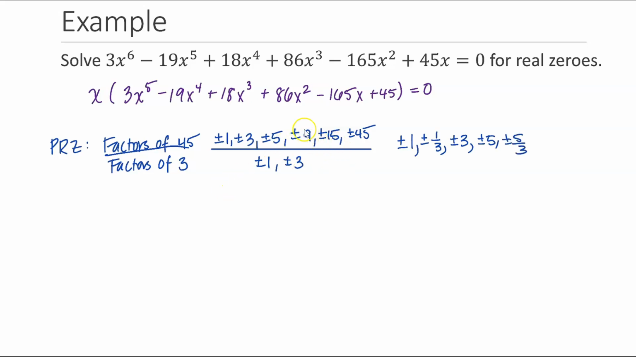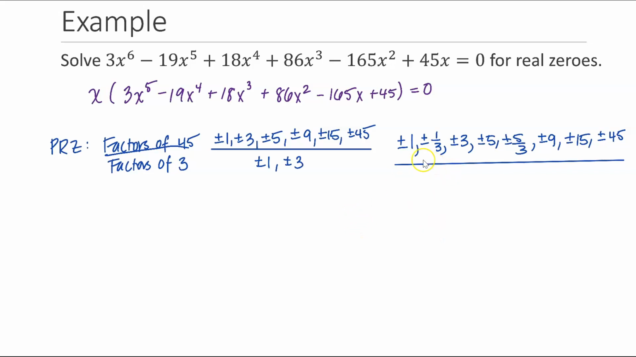Then we have 9 over 1 and 9 over 3, which is just 3, and we already have that, so plus or minus 9. I have 15 over 1 and 15 over 3, which is 5, and we already have that, so just 15. And then 45 over 1 and 45 over 3 is 15, which we already have. So this right here is my list of possible rational zeros to choose from.